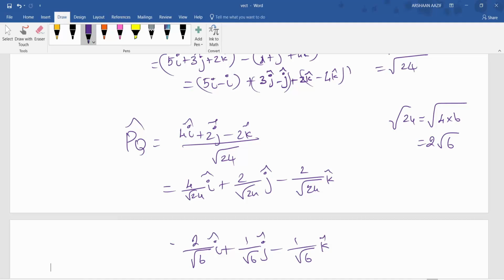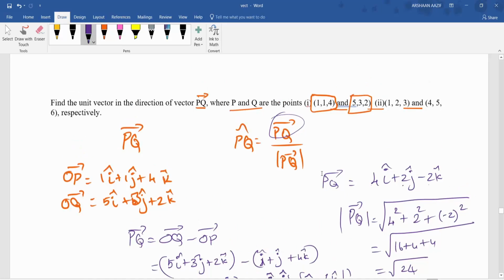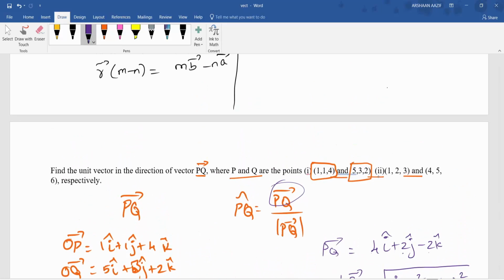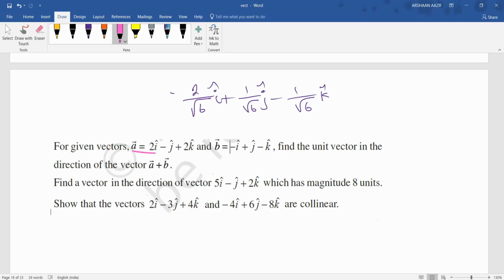The same way you could try doing the next sum, that is the second subdivision, where 1, 2, 3 is your OP vector and 4, 5, 6 is your OQ vector. By doing this, you'll get confidence to do the sum. Now we'll go ahead with the next sum.